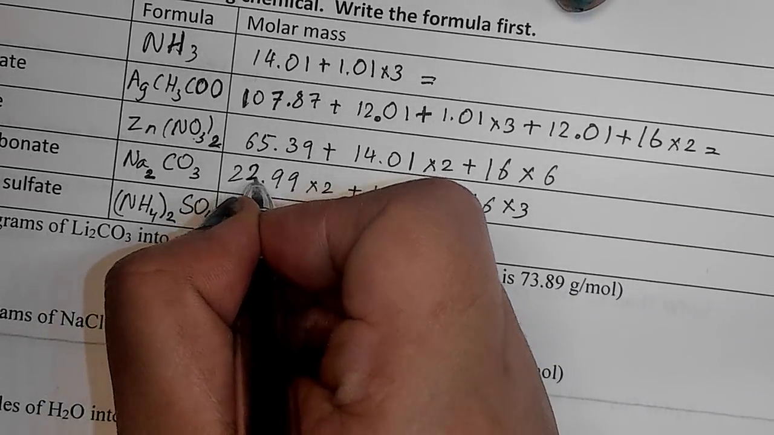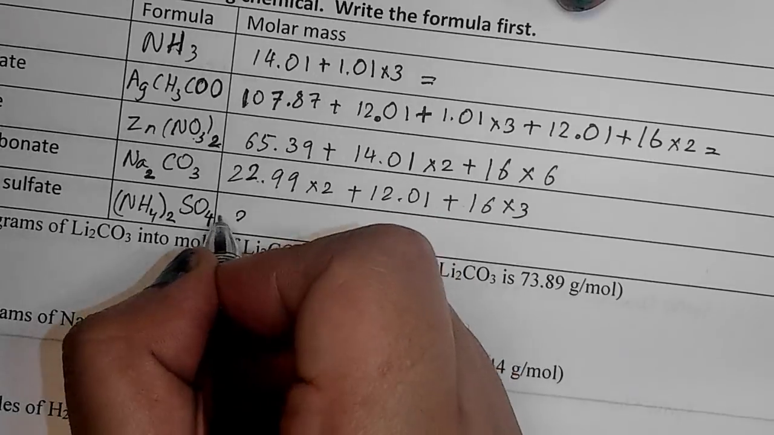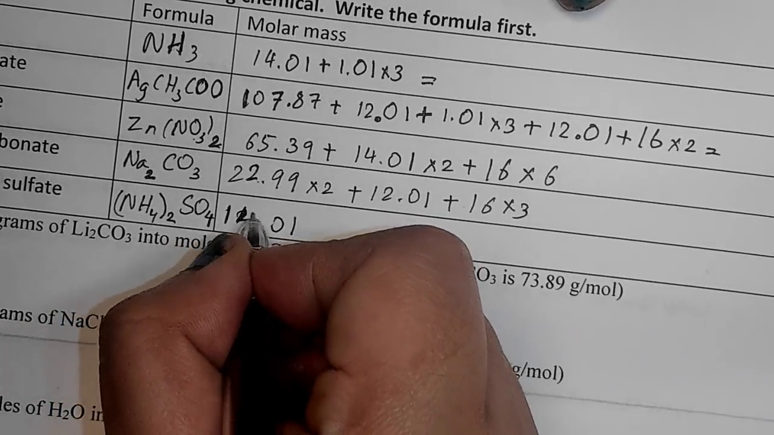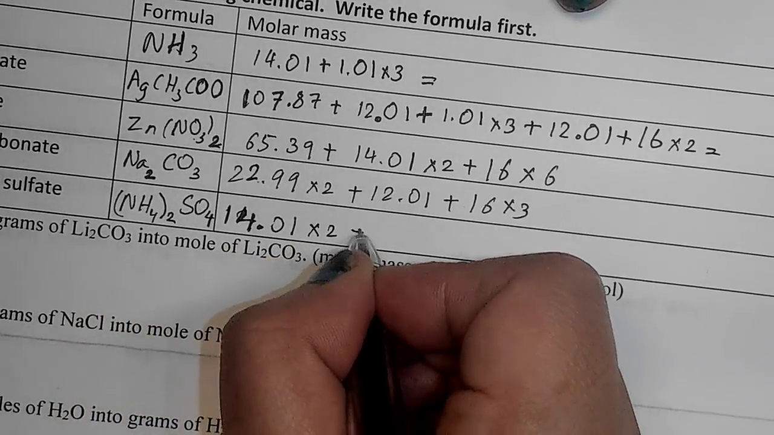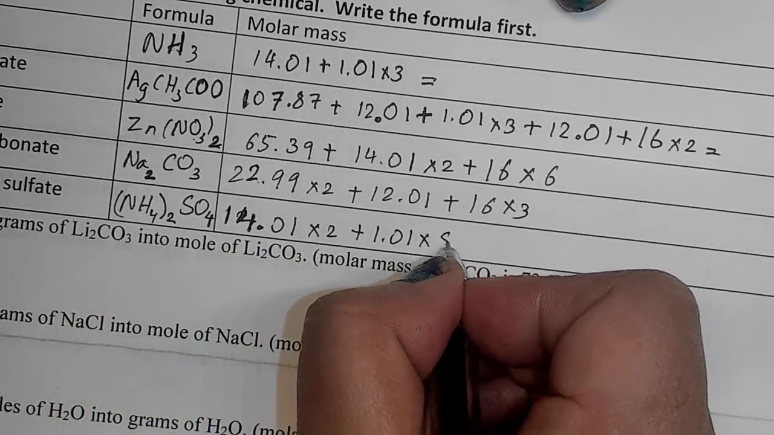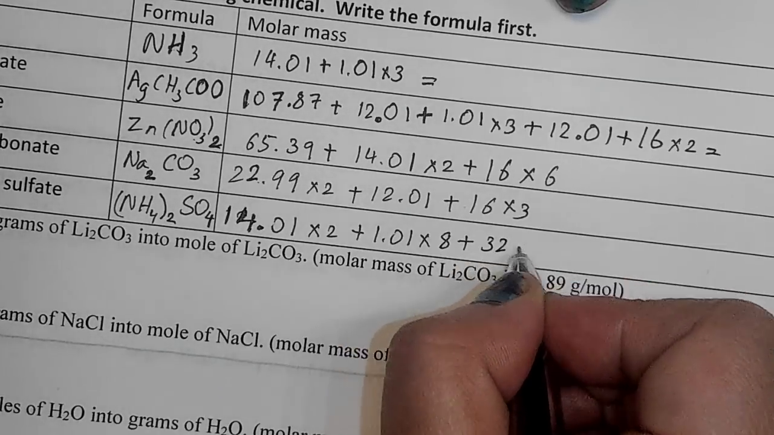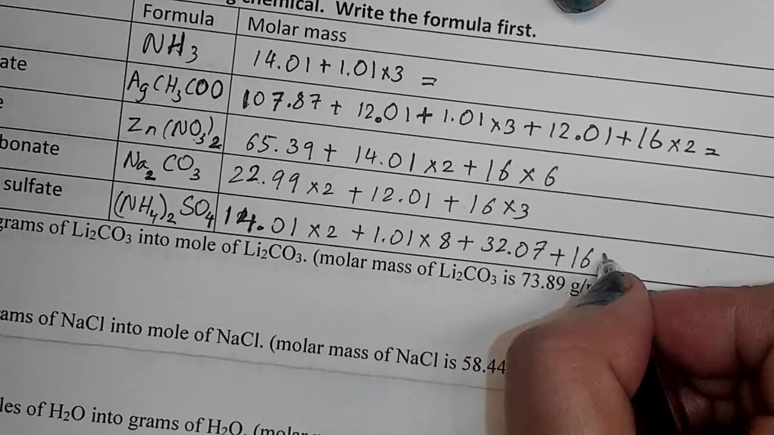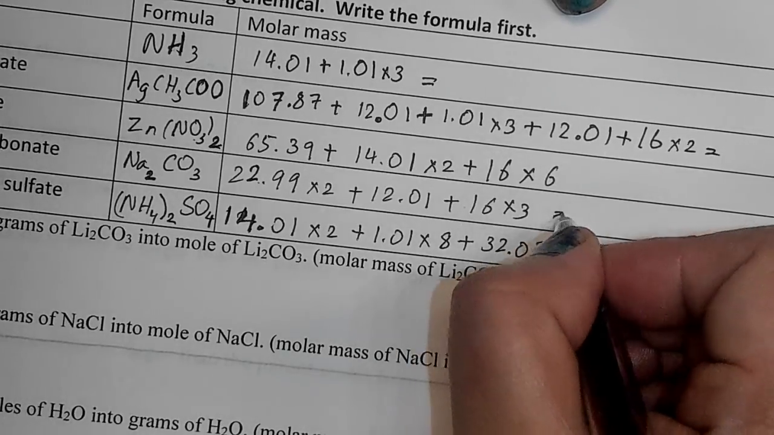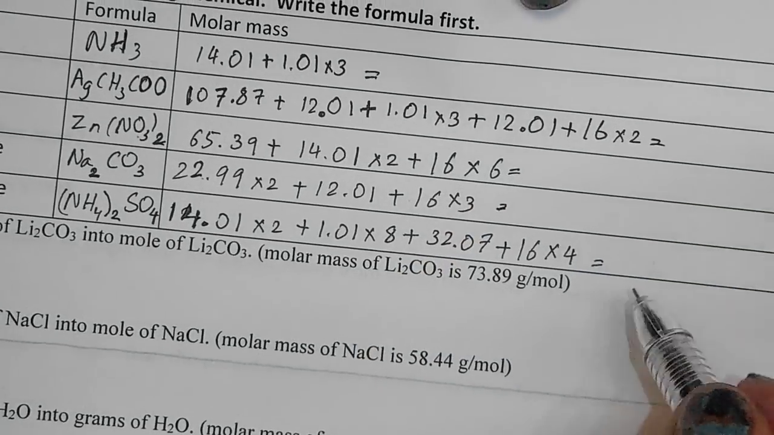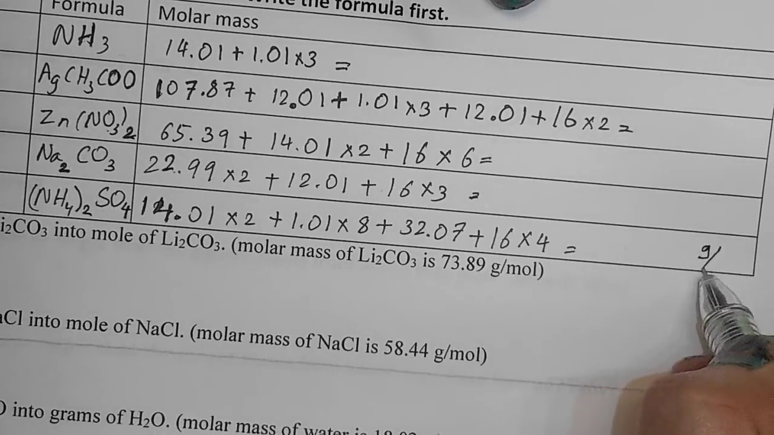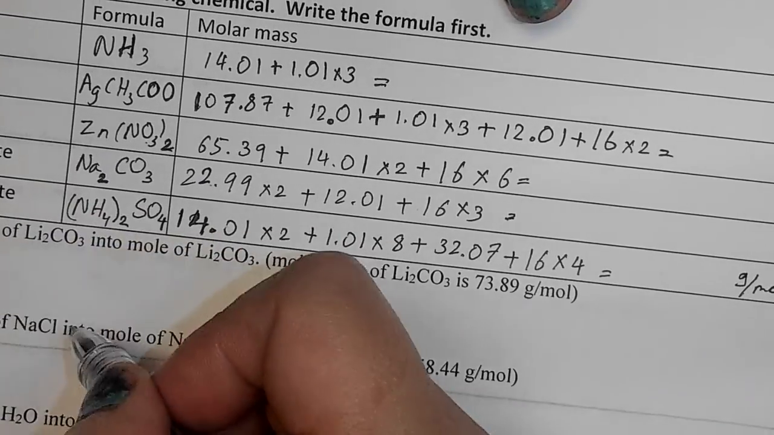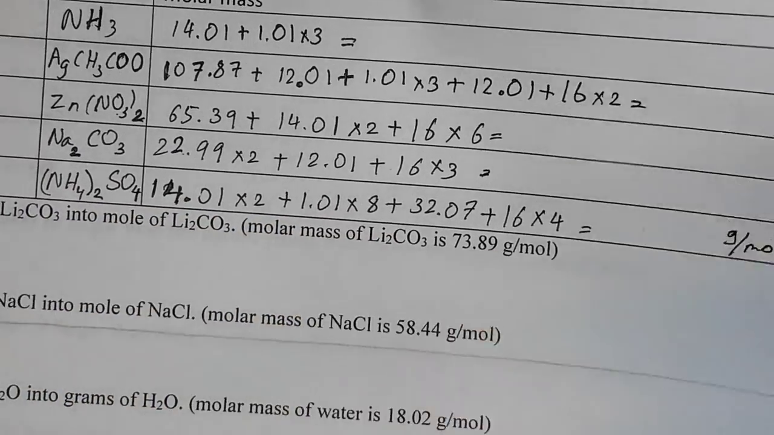Okay, next one. That would be 14.01 times 2 plus 1.01 times 8 plus 32.07 plus 16 times 4. Again, you're going to solve for all this. The answer you're going to get is in gram over mole, which is what you can use to find the next part, unit conversion, which we're going to do.